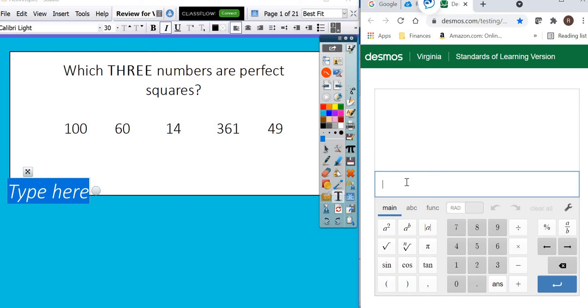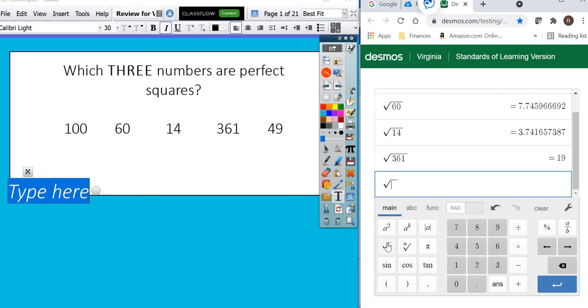So the first thing you want to do is go ahead and put each number in, but you want to take the square root of that number. So you take the square root of 100. Then you're going to take the square root of 60. After that, you're going to take the square root of 14 and the square root of 361, then the square root of 49. Then we're going to look at our calculator.